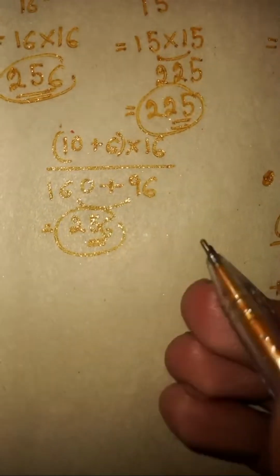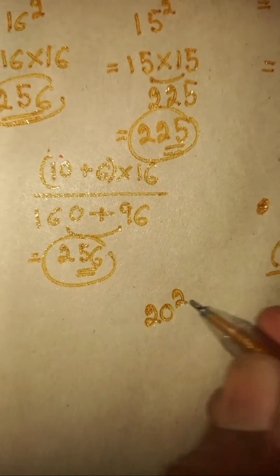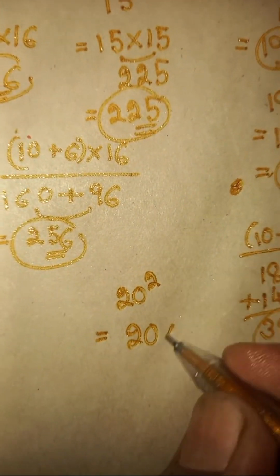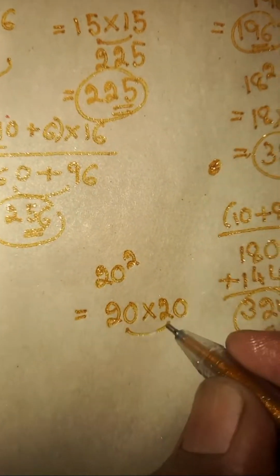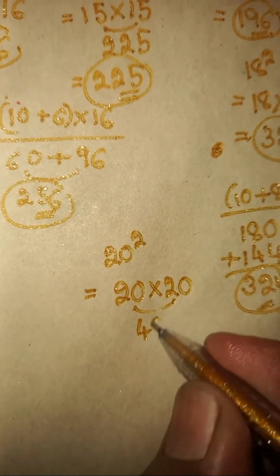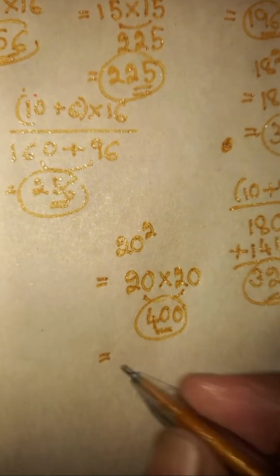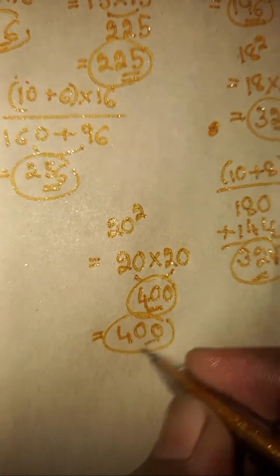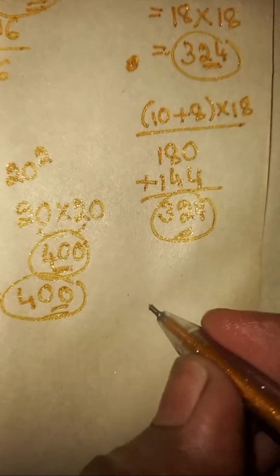Let's find out what is 20 square. 20 square can be written as 20 times 20. 20 times 20 is 400. 20 square is 400.